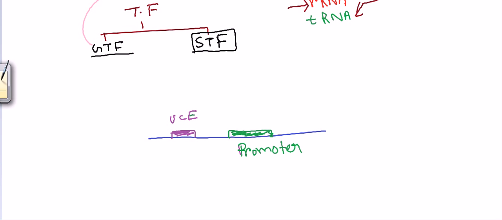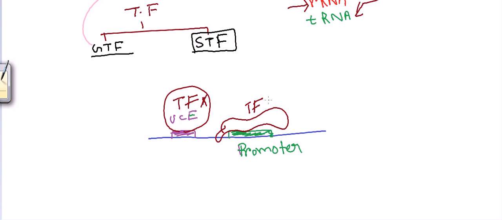Now, the first process during eukaryotic transcription is the binding of transcription factors. Let's say this one is the transcription factor, TF. This transcription factor starts to bind with the upstream control element. Now another transcription factor comes and binds with the promoter region of the polymerase. So this is another transcription factor. Let's say this is transcription factor X and this is transcription factor Y. For example, transcription factor X attaches to the upstream control element, and transcription factor Y attaches to the promoter sequence.